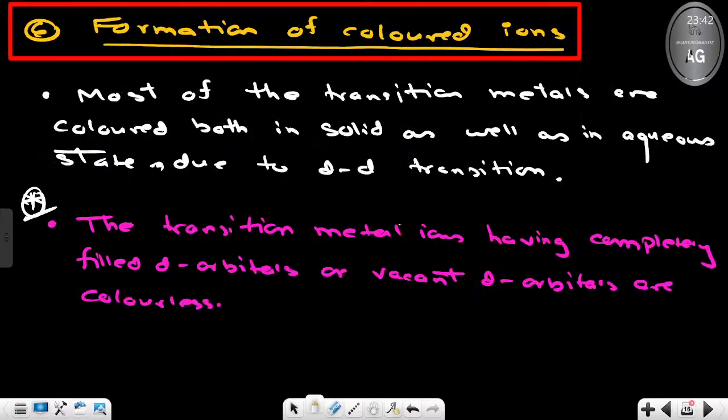Next, formation of colored ions. This topic is somewhat associated with the next chapter, coordination compounds, so I will not discuss much about this. Right now I will speak only one word. Explanation of what is DD transition, and how it is happening, will be coming in the next chapter in coordination compounds. Okay. So formation of colored ions.